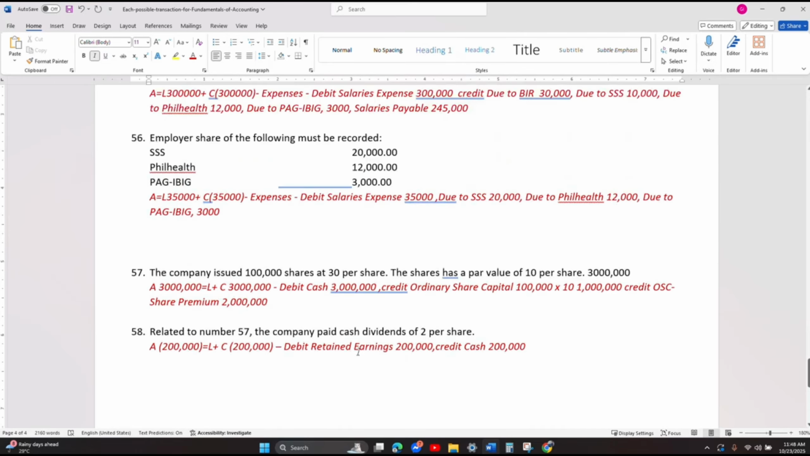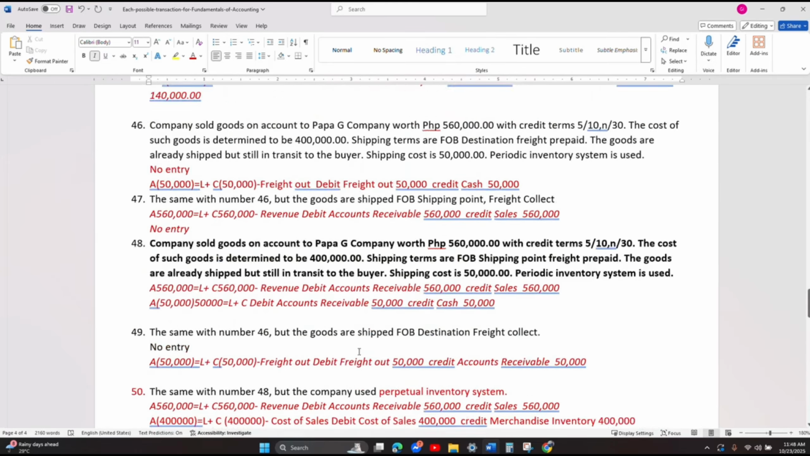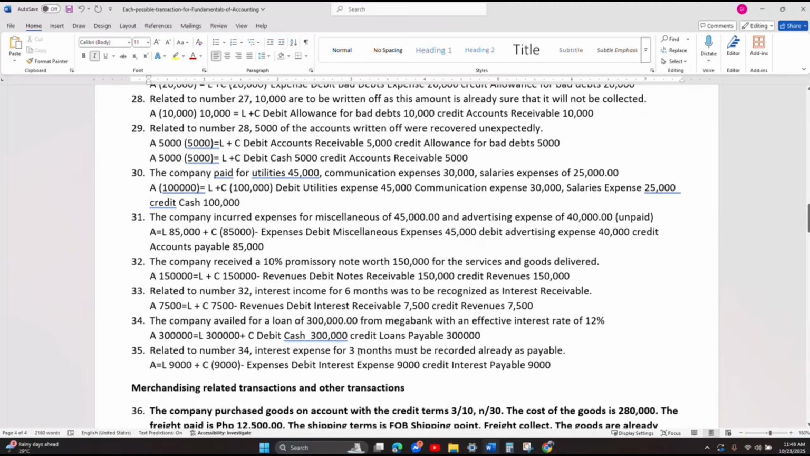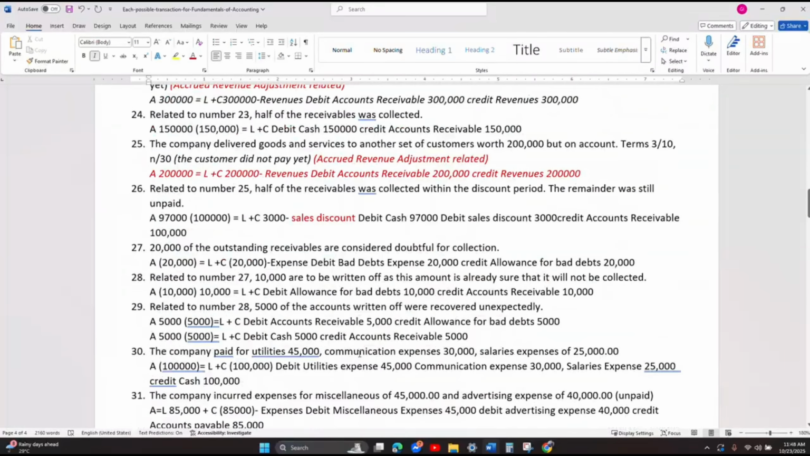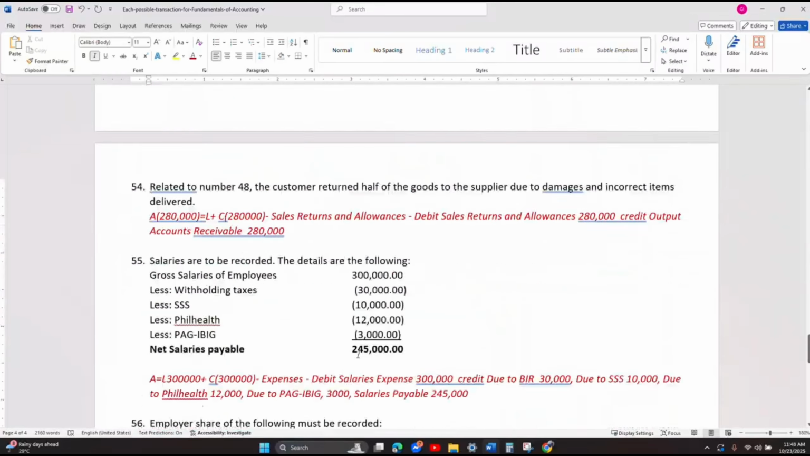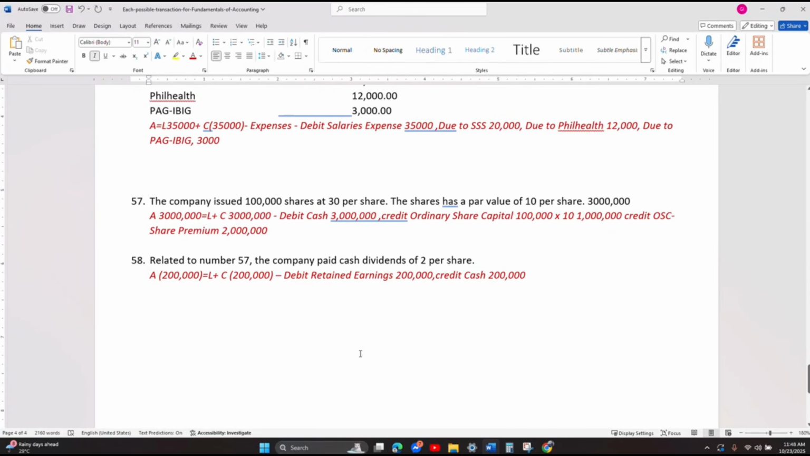So that's it for the possible transactions. I think I've missed 2 or 3, but nobody's perfect. So this is the overall possible transactions in the basic accounting. And if you want to know more about shareholders' equity, I guess I have already completed a playlist for this one. So you can go to my channel and select playlist and find shareholders equity.